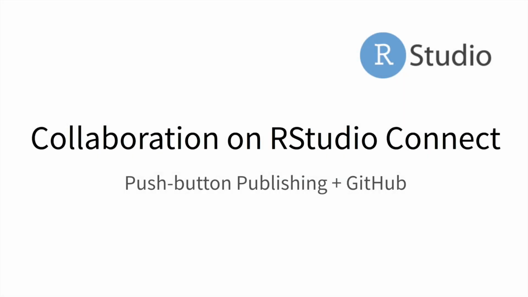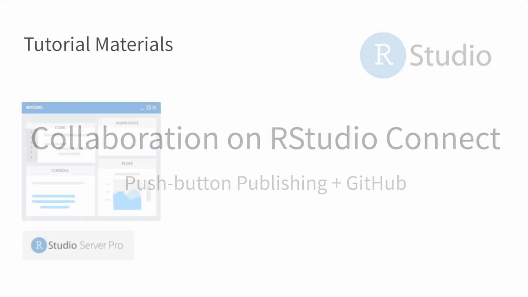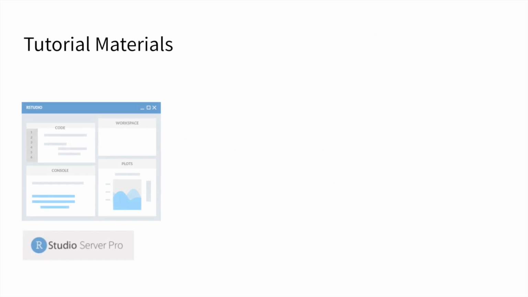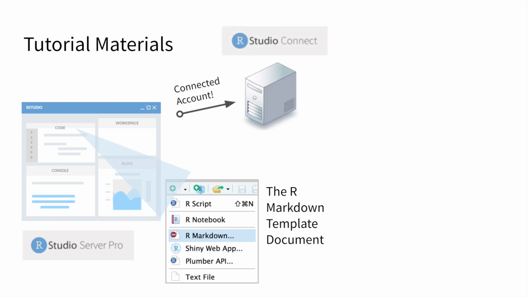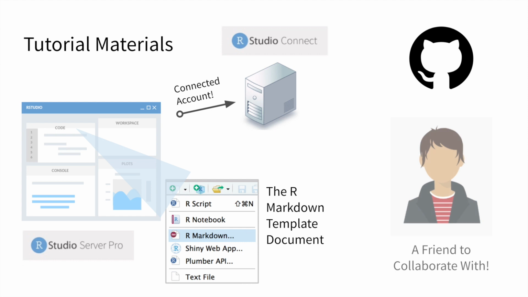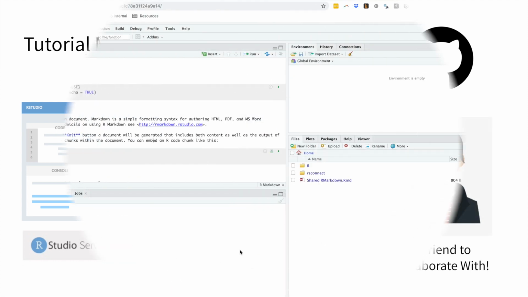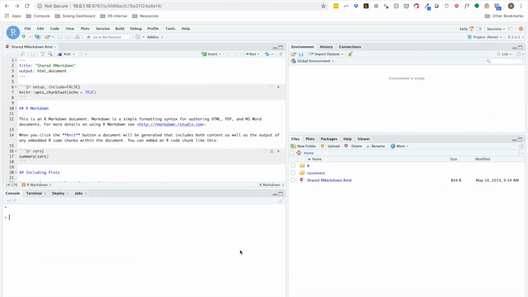Today, my coworker Alex and I are going to collaborate on a document on RStudio Connect using version control and GitHub. Here are the materials you'll need to follow along with this tutorial. A running instance of the RStudio IDE, an asset you can deploy to RStudio Connect, we'll be using the R Markdown template document, a running instance of RStudio Connect with a connected account, a GitHub repo for the project, and a friend for collaboration. So here I have the R Markdown template document open.